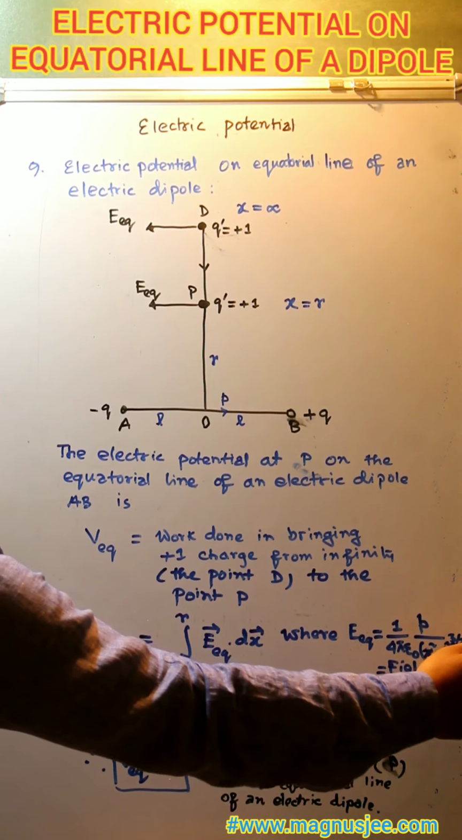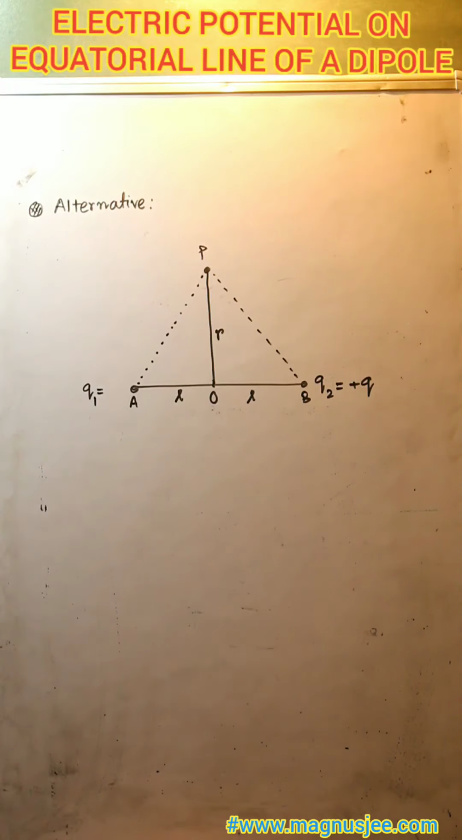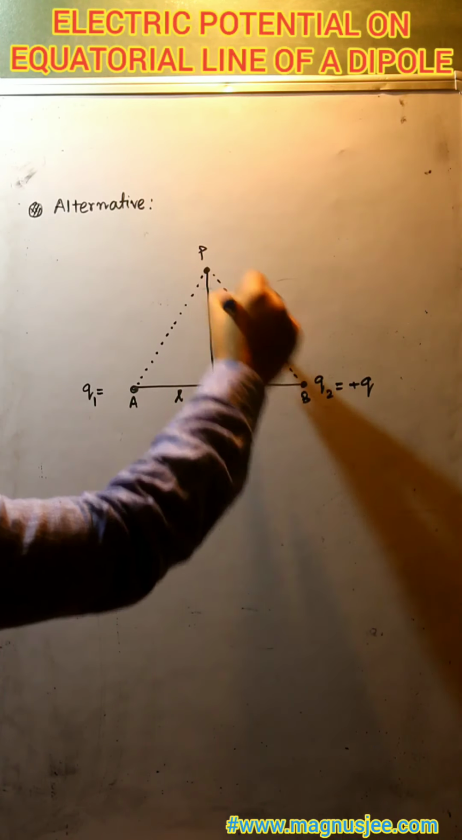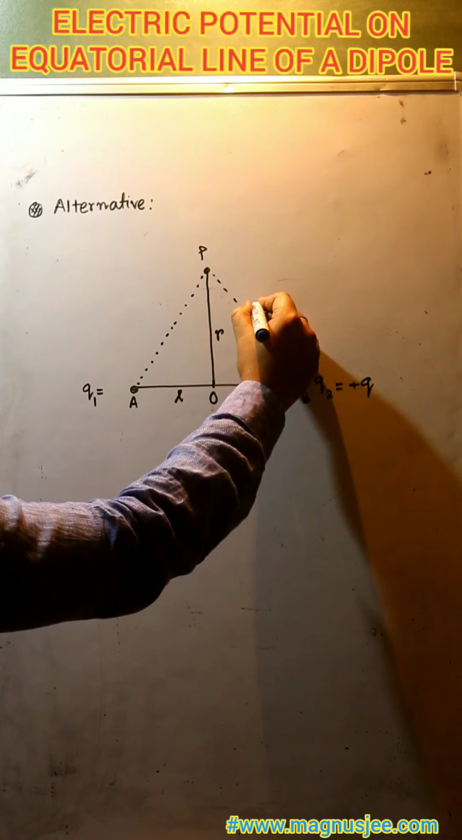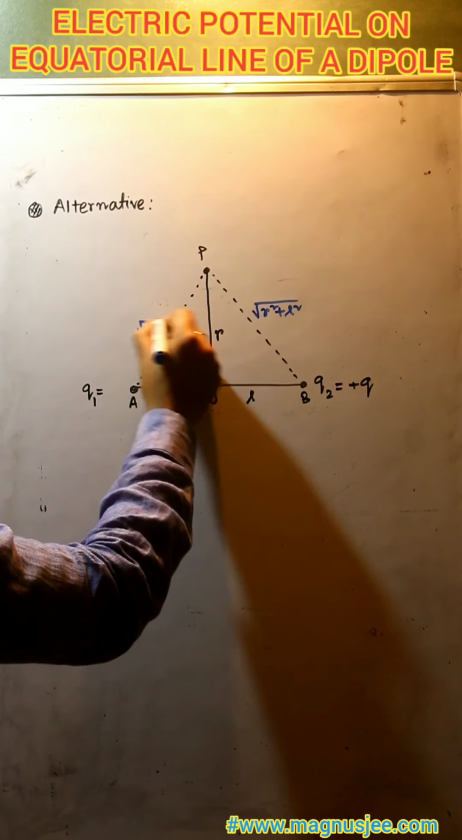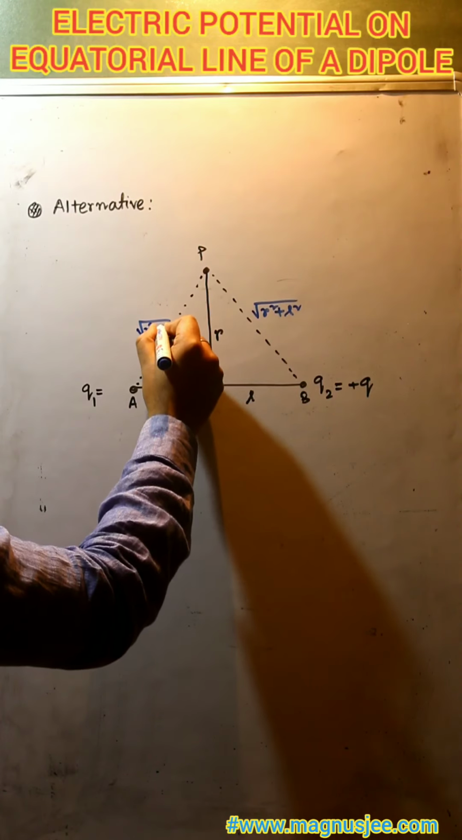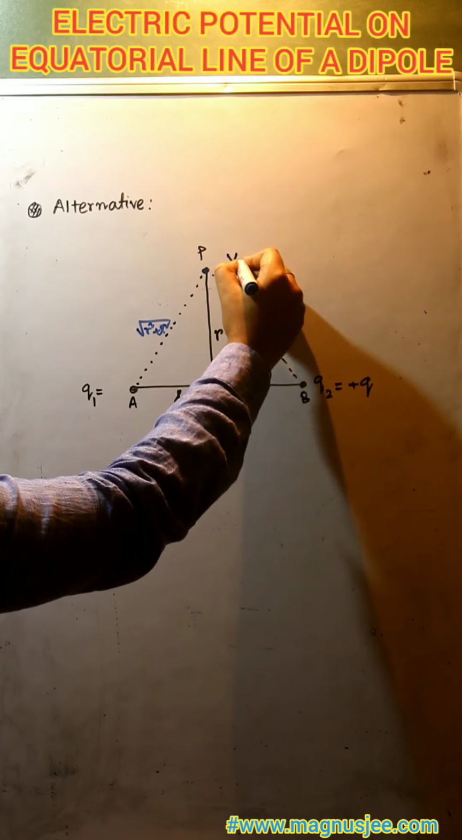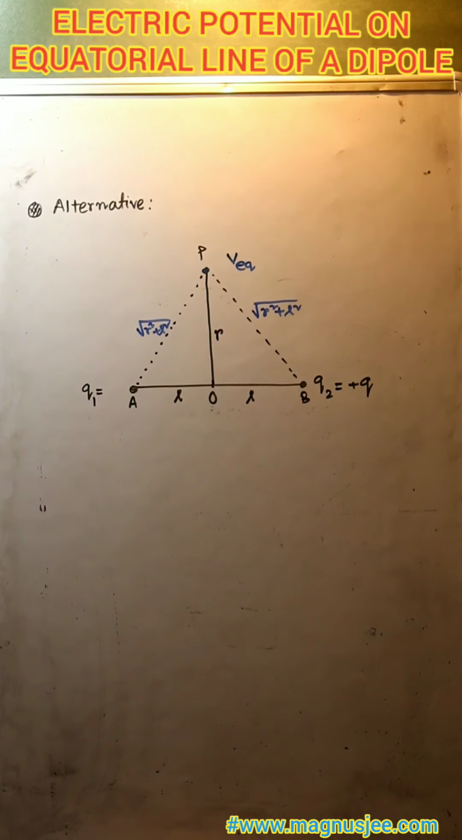We can prove this result alternatively. So we have considered the same diagram, and in this case the distance PB is root over r square plus L square, and PA is also root over r square plus L square. At P we have to find the electric potential V_EQ.